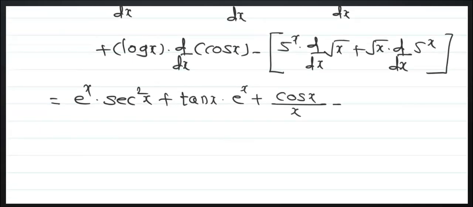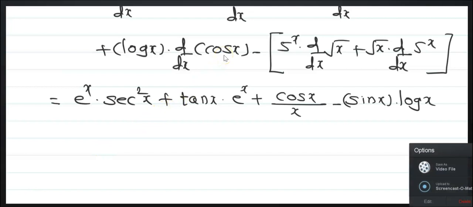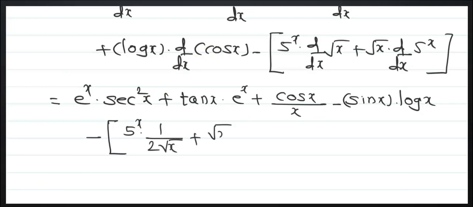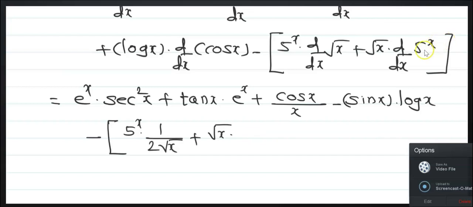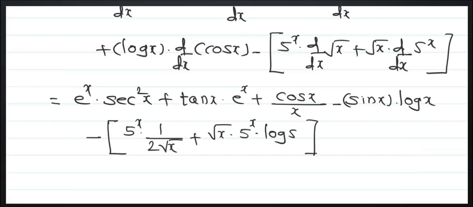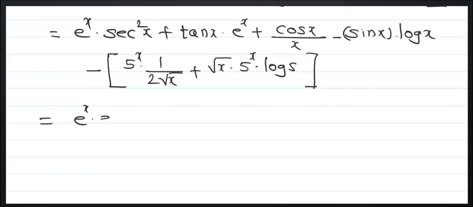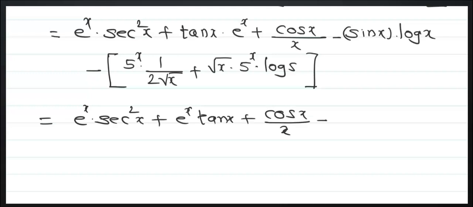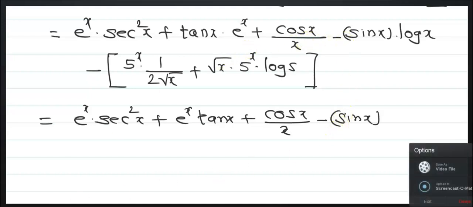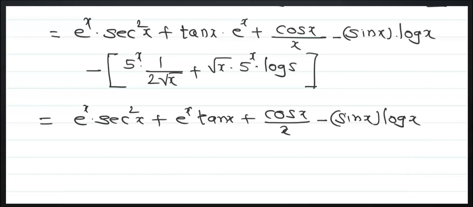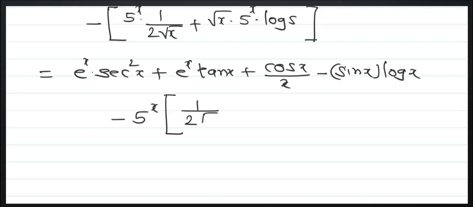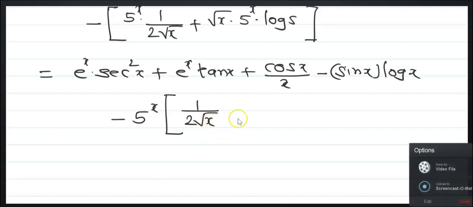cos x, derivative of log of x is 1 upon x, minus sin x, derivative of cos of x is minus sin x into log of x, minus 5 raised to x, derivative of root of x is 1 upon 2 root x as it is, and derivative of 5 raised to x is 5 raised to x into log of 5. Therefore e raised to x into sec square x plus tan x into e raised to x, cos x upon x minus sin x log of x, minus, that is 5 raised to x common, then you will get 1 upon 2 root x plus root x into log of 5.